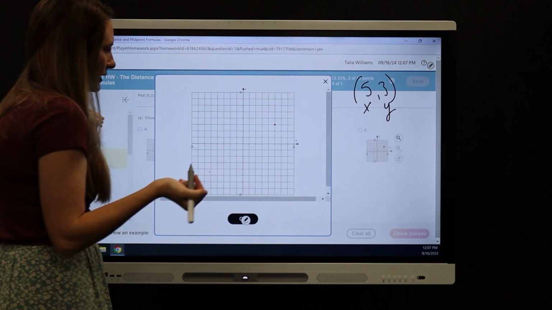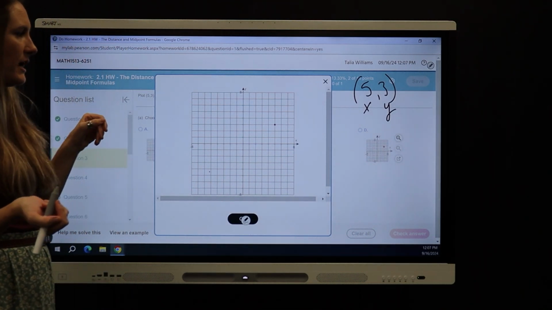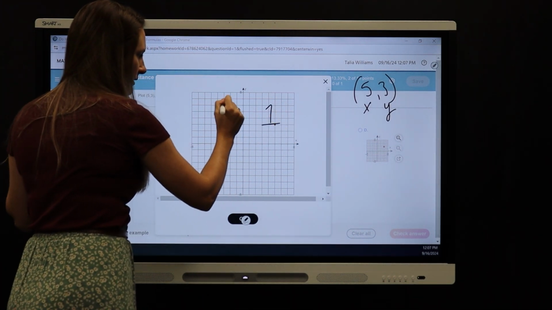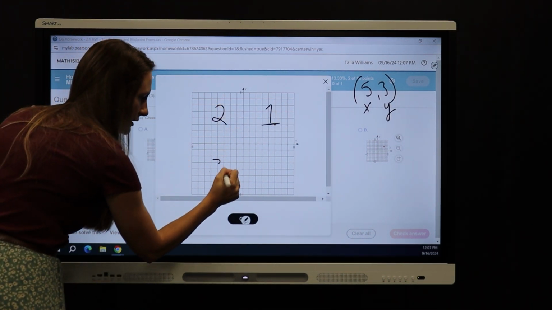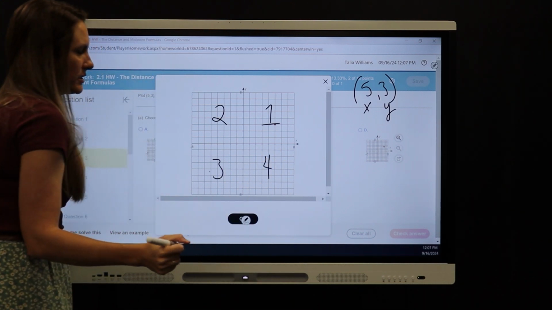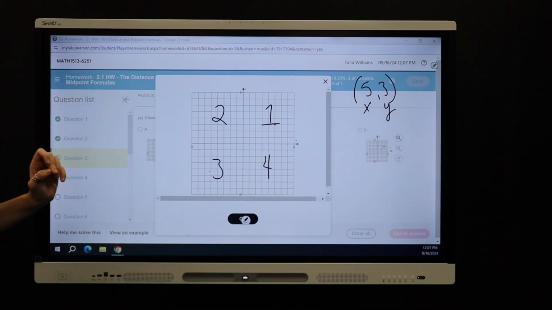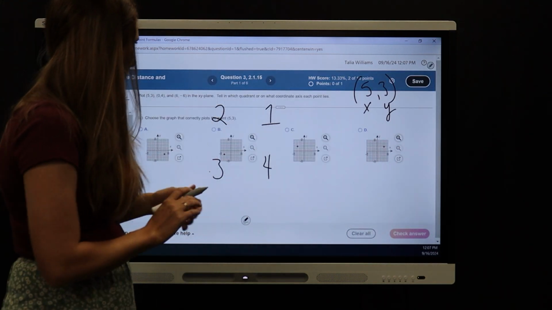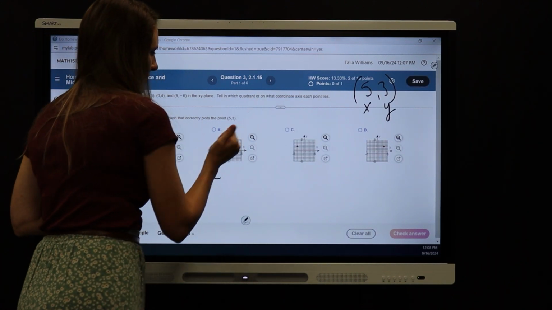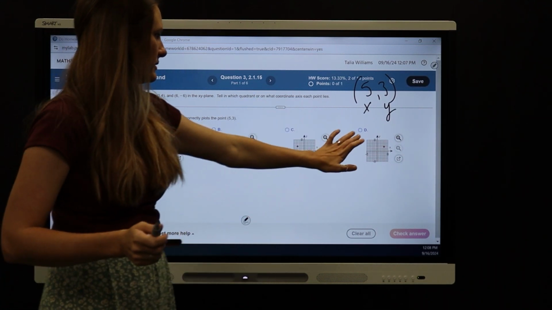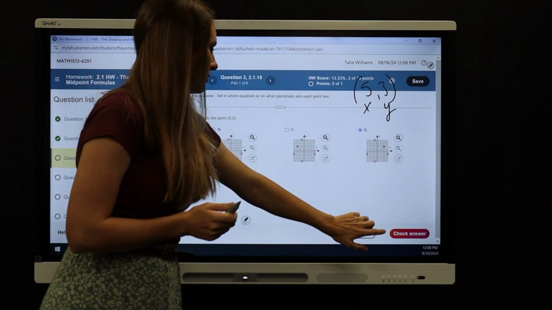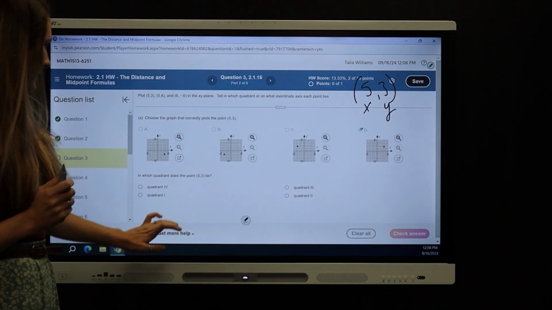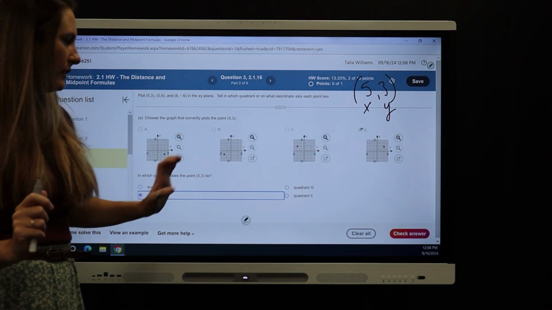Before we move on, real quick, the next question is going to ask about quadrants. When we do our quadrants, this is quadrant 1. This is quadrant 2, 3, and 4. They go counterclockwise when they list our quadrants. You need to know this. So our graph was this one, and that was in quadrant 1. And they'll use Roman numerals.